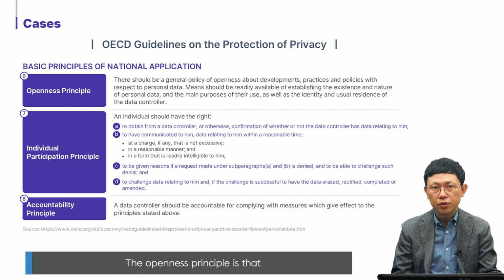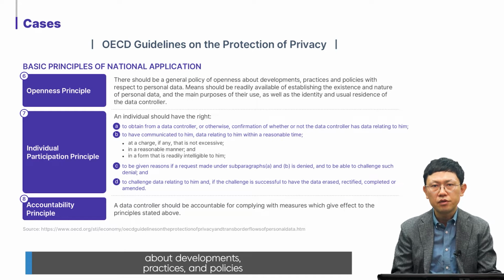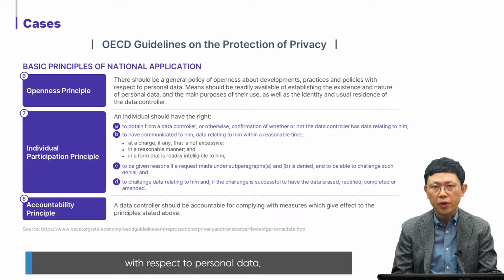The openness principle is that there should be a general policy of openness about developments, practices, and policies with respect to personal data. Means should be readily available of establishing the existence and nature of personal data, and the main purposes of their use, as well as the identity and usual residence of the data controller.